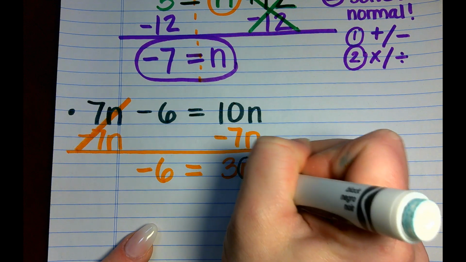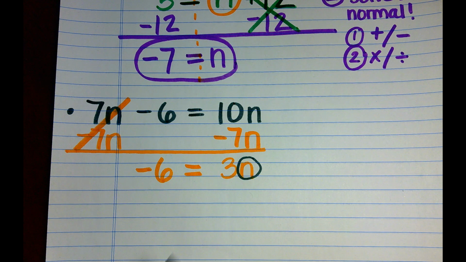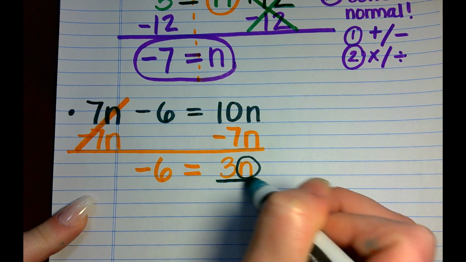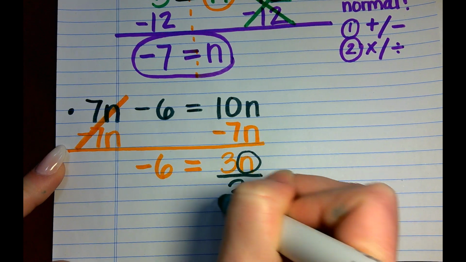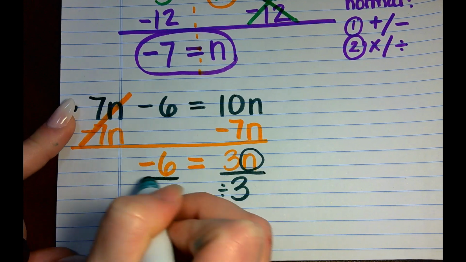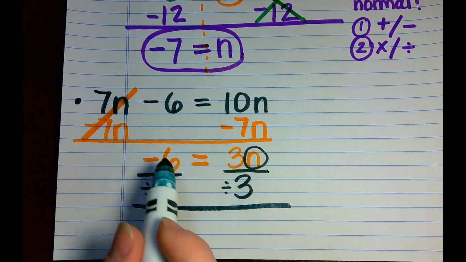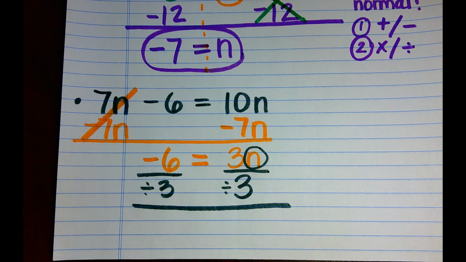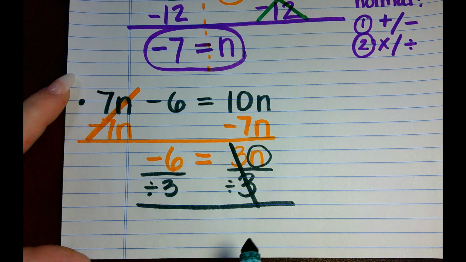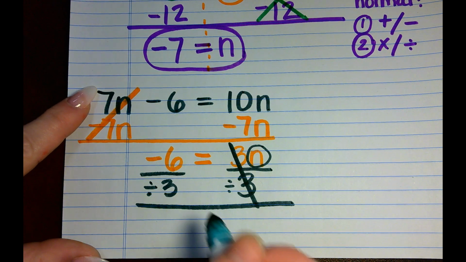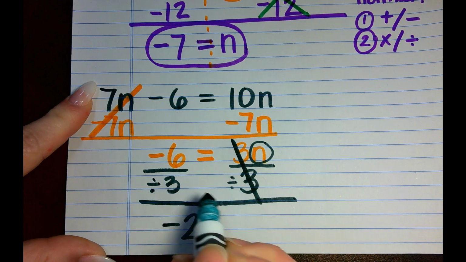Now we have 3n over here. I want n to be by itself, so we're getting rid of 3. And just like you said, that's 3 times n. We're dividing by 3 on both sides. So negative 6 divided by 3 is what? Negative 2. Not 2. A negative divided by a positive. We get negative 2.